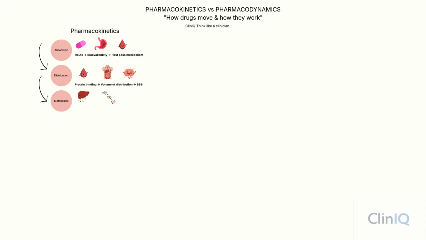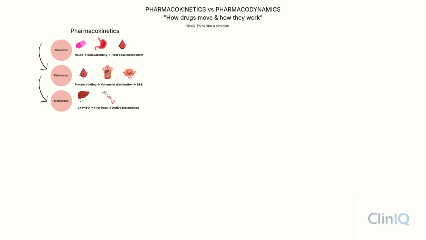Metabolism mostly happens in the liver and involves enzymatic breakdown, usually through the CYP450 system. But this will be a whole other video because CYP450 is quite complicated. Drugs can either be enzyme inducers, which speed up metabolism, so something like rifampicin, or enzyme inhibitors, which slow it down. Examples would be amiodarone or macrolides.